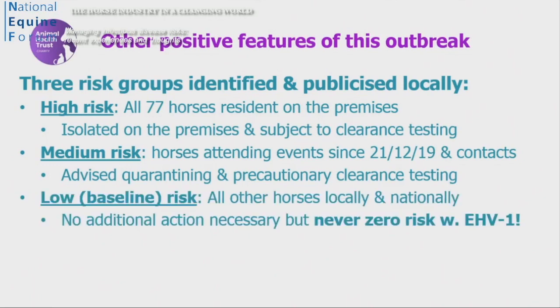And then this group, the low, or what I would call the baseline risk group, these are all the other horses in the locality elsewhere in the country. We weren't advocating any additional actions necessary here, but people needed to remember this is baseline. We're never zero risk with EHV. It's a latent infection. It can reappear at any time.